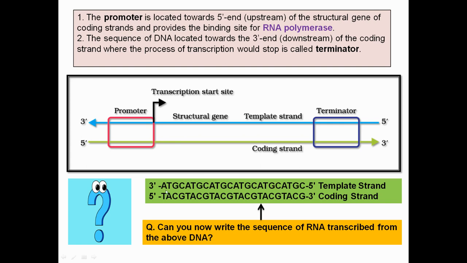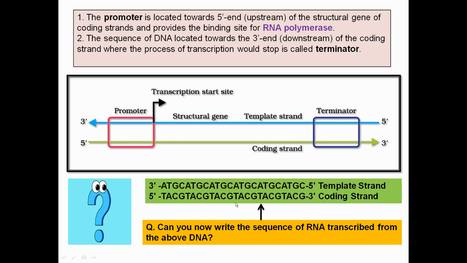A is going to pair with U and T is going to pair with A, C with G and G with C, and so on. You can find out the whole of the strand. Now compare that particular strand with this strand. You will get the exact replica of it, except at the place of thymidine there will be uracil. Okay, so this much conceptual clarity should be there.